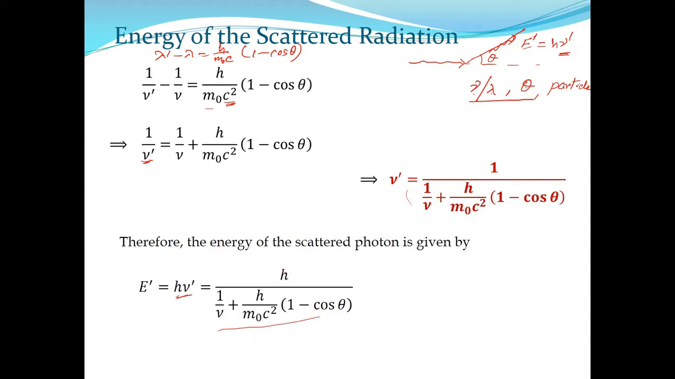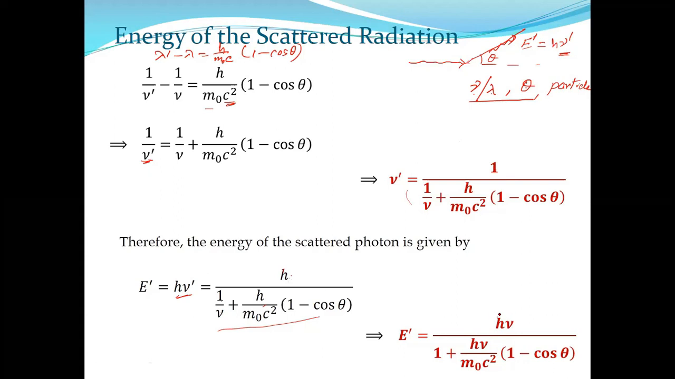Or we can simplify it more, multiplying nu in numerator and denominator. The numerator will be h nu, and the denominator 1 by nu into nu, so 1 plus h nu by m naught c square, 1 minus cos theta. Why am I writing in this form? Because instead of nu, if I say h nu, that means the energy of the incident photon. So here we are expressing it in terms of the energy of the incident photon. So if you are asked to find the energy of the scattered radiation, then this will be your approach. You need to first find the expression of nu from the basic formula.